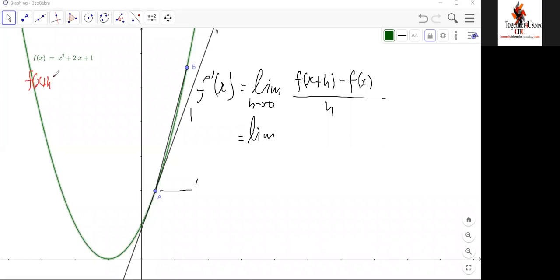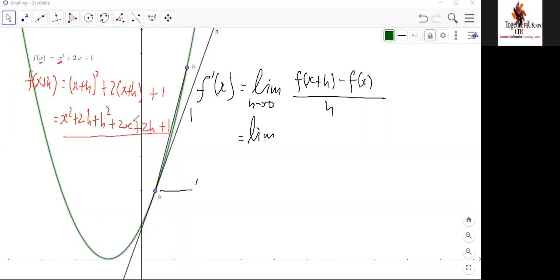So f of x plus h, you see here, where you have x, there's x there. So what I'm going to do, where I see x, I must actually put x plus h. Then I must square that, plus 2 into x plus h plus 1. Then this thing is x squared plus 2xh plus h squared, right? As I said, these are one of the things that you must really master now. This is 2x plus 2h plus 1. So this entire thing is your f of x plus h.